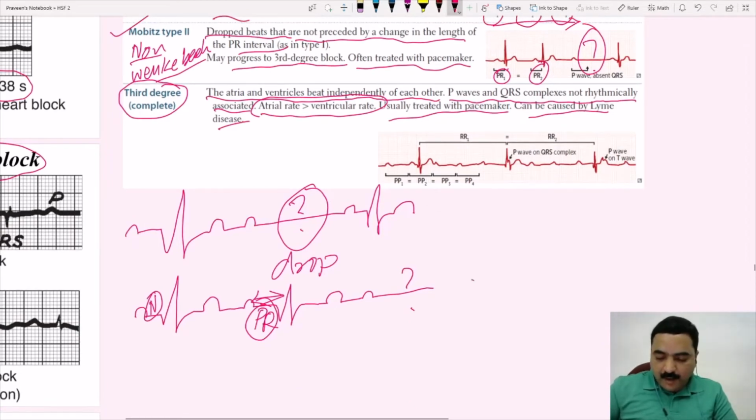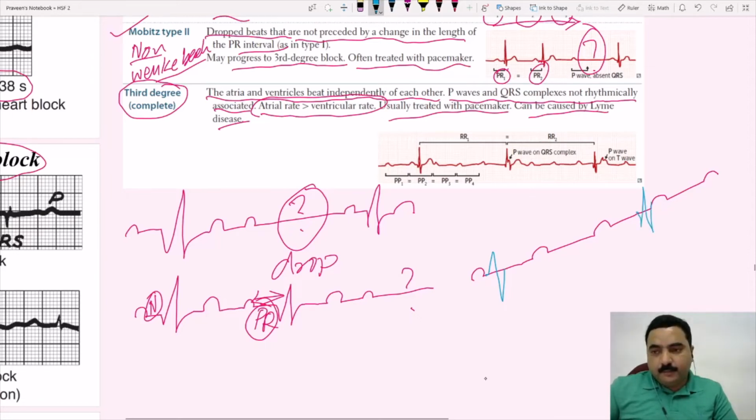So you will have the P waves going at regular intervals like this. And the Q, let me take another pen. The rate of the P is normal, but the QRS complex will come irregularly over here. You may have the QRS immediately after the P wave, or you may have the QRS complex immediately before the P wave, etc.